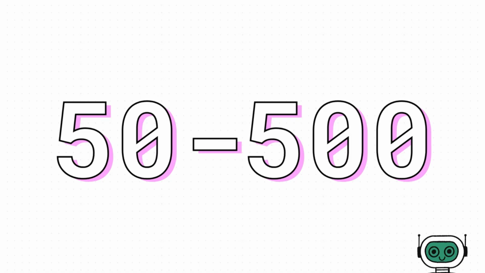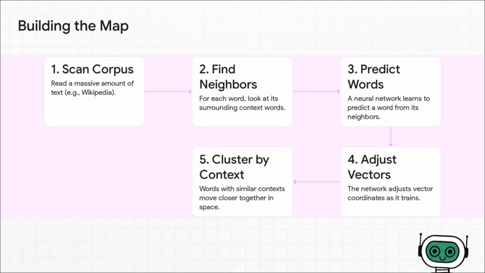Now, just keep in mind, this isn't a map you can draw on a piece of paper. To capture all the complex nuances of language, these word maps typically have anywhere from 50 to 500 dimensions. So how is this map built? Well, you start by feeding a huge amount of text, say all of Wikipedia, to a neural network. The network has a simple job: get good at predicting a word based on its neighbors. As it trains, it's constantly adjusting the coordinates for every single word. Over time, words that show up in similar contexts get nudged closer and closer together on the map.